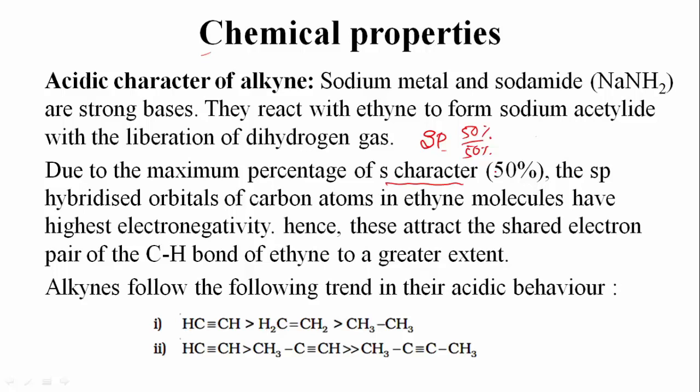And alkynes follow the following trend in acidic behavior. Ethyne has greater acidic character than ethene, and ethene has greater acidic character than ethane. And if all are alkynes only, then the one with low molecular weight will show higher acidic character compared to high molecular weight compounds. So that's why ethyne has greater acidic character than propyne, and propyne has greater acidic character than butyne. So this is about the acidic characteristic of alkynes.